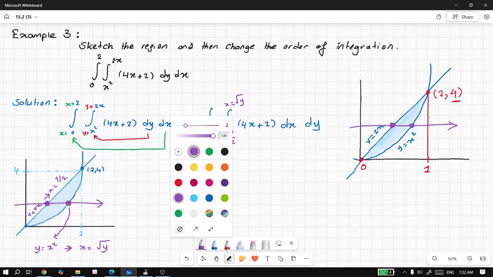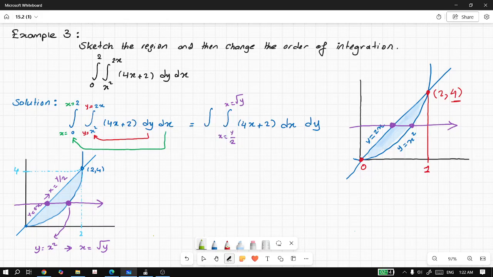Now we are looking at the bounds of y. How do you calculate the bound of y? The limits of integration for y. We are looking at the region, where does it start on the y-axis and where does it end. If you look, it starts from here and ends here. So the limit of integration will be y equal to 0 to y equal to 4.